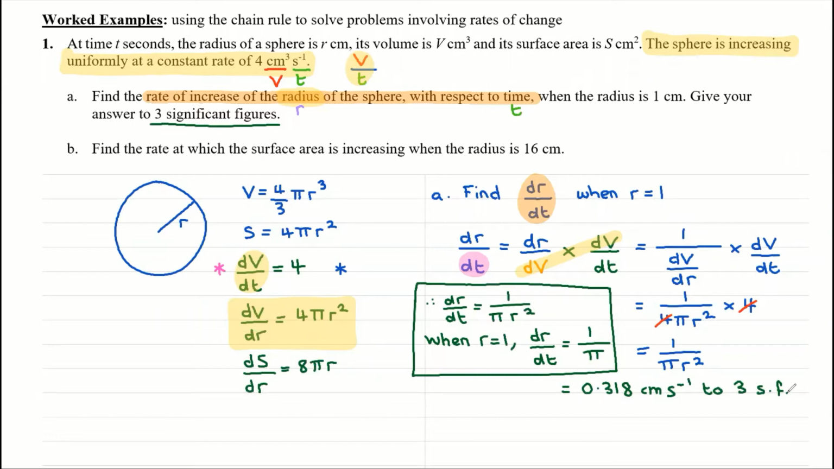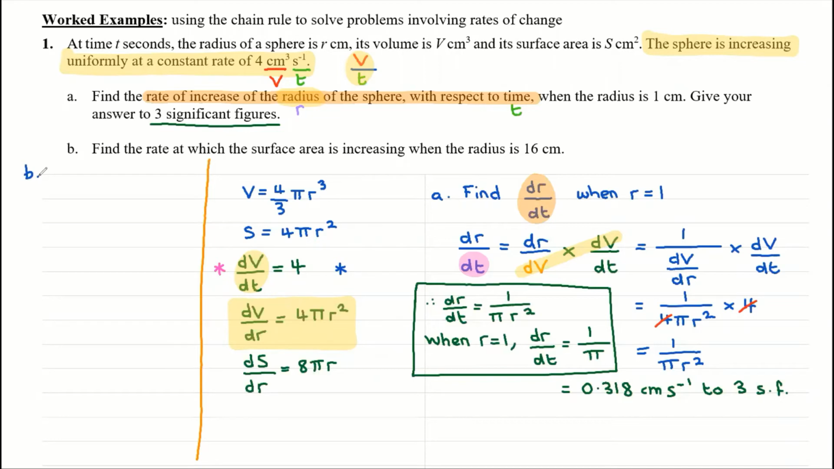Now for part B, it says find the rate at which the surface area is increasing when the radius is 16 centimeters. Okay, now for part B, I'm just going to create a bit of space over on the left-hand side. I'm just going to erase the diagram. I think we've established what we're talking about here. We know it's a circle. So for part B, let's do it over on the left-hand side.